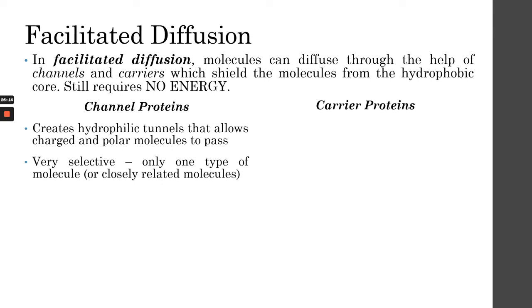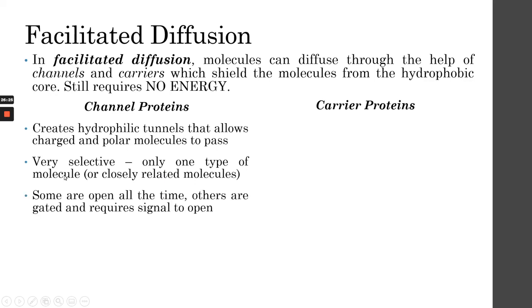Sometimes there's only one type of molecule that they allow, or sometimes there are other molecules, but they're very closely related to the type of molecules that they originally allow. Some of the channel proteins are always open, and some are gated or require a signal for them to open.